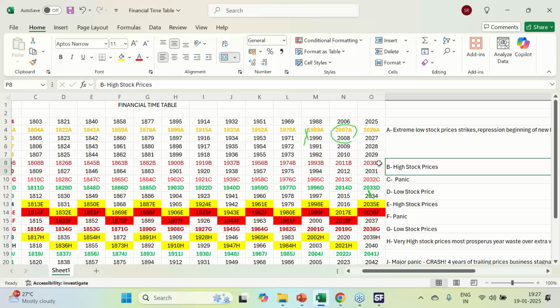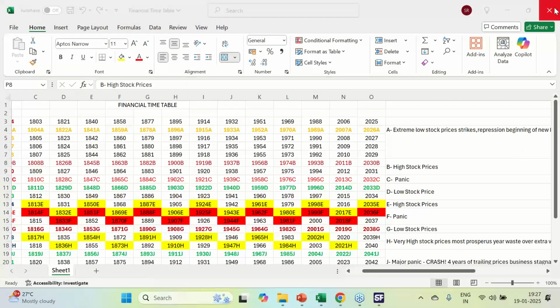So this is B, high price. When it says high price, that doesn't mean the market will go very high. When it says high price, it means mostly all your stocks will be valued more than their fundamental values. Markets will have corrections, or repercussions can happen. Extreme low stock price means the market fundamentally has the value, but prices will go down. Extreme low prices means he is saying that though you will be fundamentally strong, you will be going down.